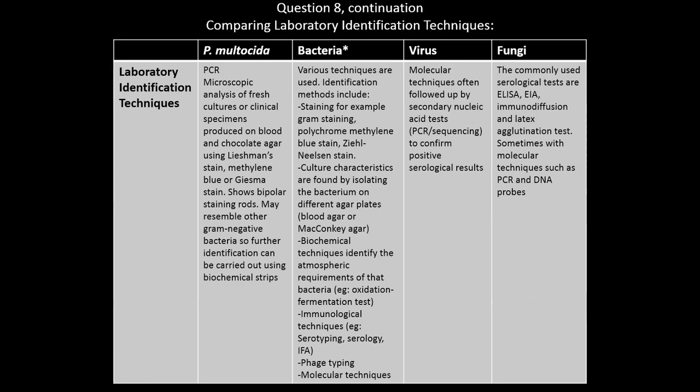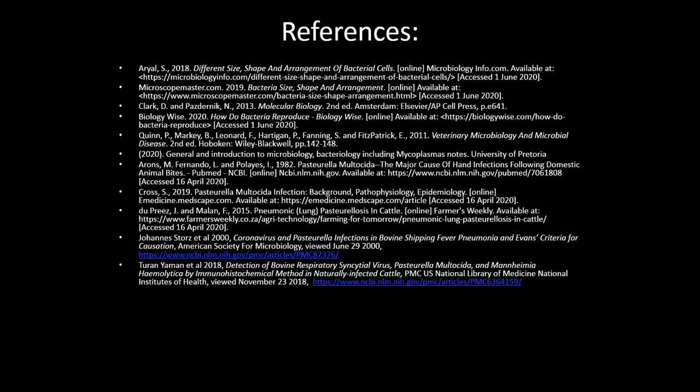For laboratory identification techniques, PCR, microscopic cultures, and specific stains are used for P. multocida. For other bacteria, you can use staining, cultural characteristics, biochemical techniques, immunological techniques, phage typing, and/or molecular techniques. For viruses, one can also use molecular techniques, often followed by secondary nucleic acid tests to confirm positive serological results. For fungi, serological tests like ELISA is used. Sometimes molecular techniques will be used.